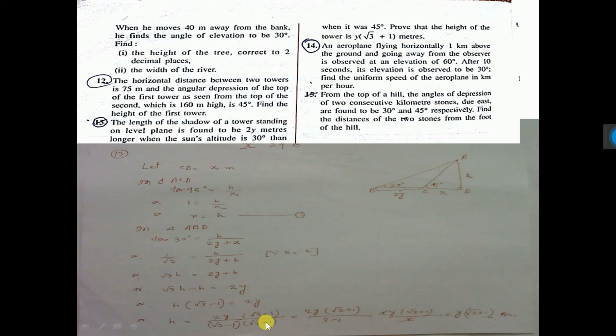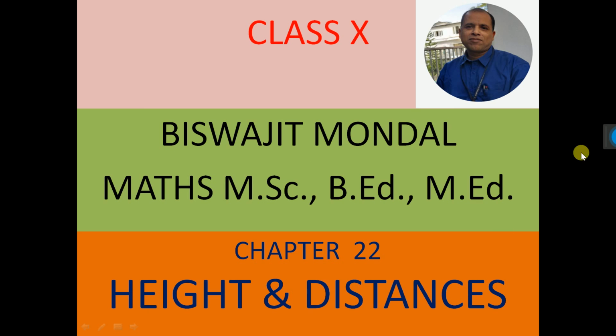Make the denominator surd free, that means you multiply root 3 plus 1 in both numerator and denominator. So in the denominator it is a square minus b square formula, that is root 3 square minus 1, that is 3 minus 1 means 2. 2 cancels, so y into root 3 plus 1. This is the height, and we were told to prove this. So already we have proved it. So this is done. That's all for this video.